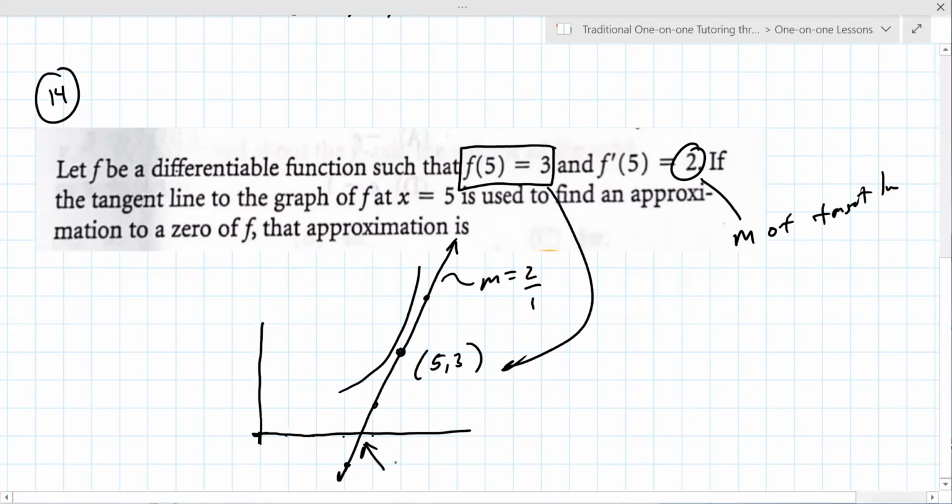3.5 here. It's worded really weirdly. What they should be saying is, where does the tangent line intersect the x-axis? But they're saying it in an odd way. They're saying use the tangent line because the tangent line approximates the zero of the function. So instead of using the function, use the tangent line to figure out where it hits.